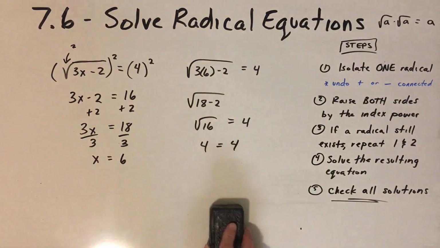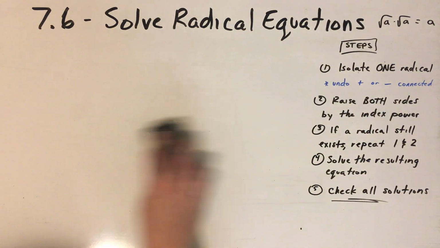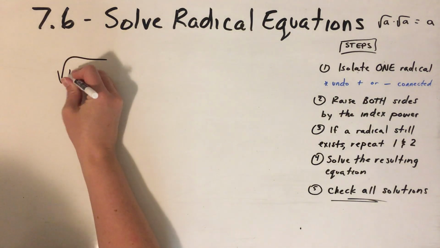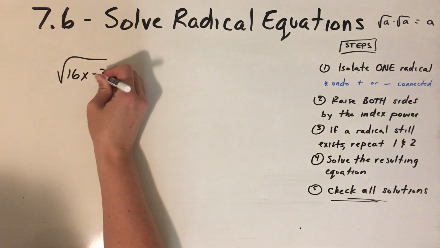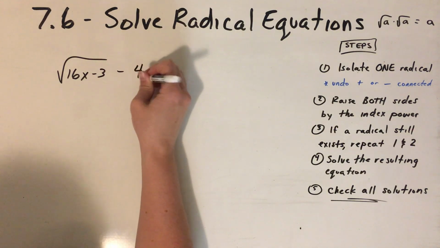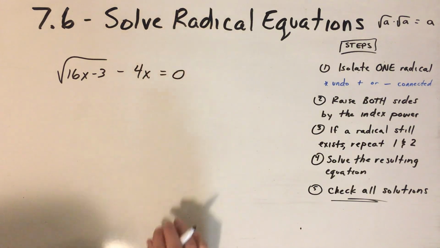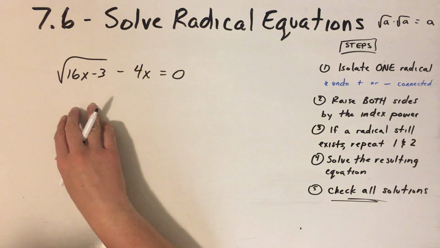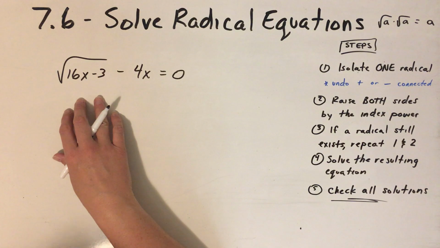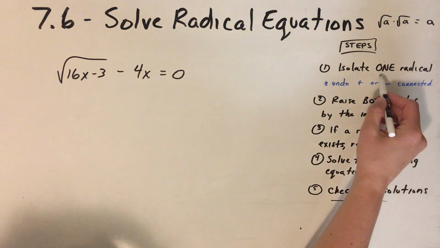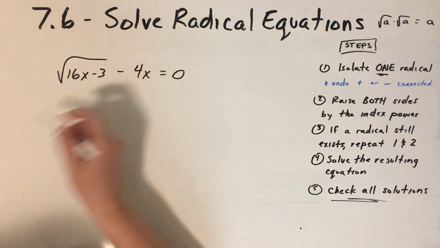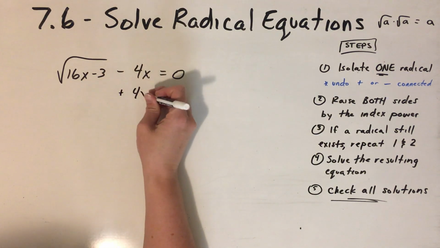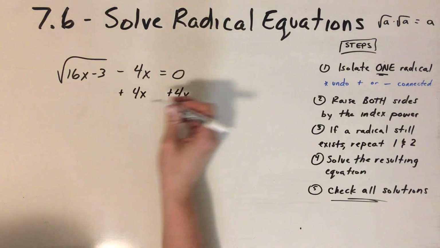Our second problem here, we'll have a tiny bit more work to do. Let's do the square root of 16x minus 3 minus 4x, and that's going to be equal to 0. Again, my goal here is not to isolate x out the gate. If I have a radical term, my goal is to isolate the radical term. So I need to pick one to isolate. Well, this 4x is related through addition and subtraction, so I'm going to add 4x to both sides.